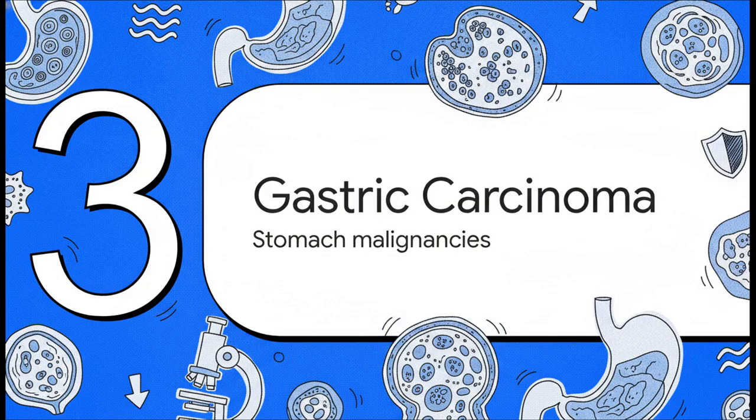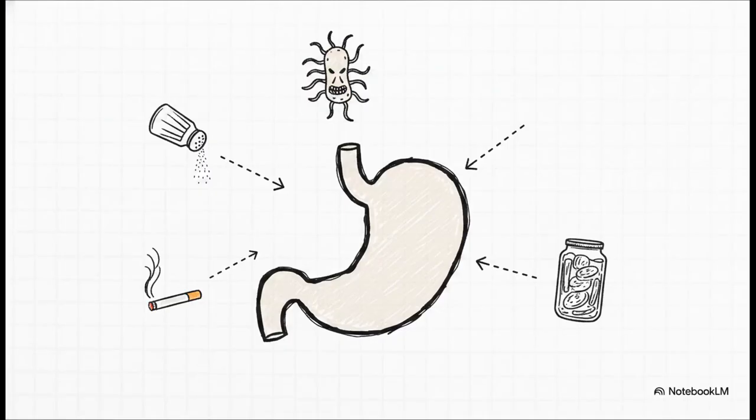Next up, part three, gastric carcinoma. Let's look closely at the stomach. Now, gastric carcinoma is heavily influenced by a wild mix of environmental, genetic, and bacterial factors. The absolute standout here is Helicobacter pylori. Amazingly, this bacteria evolved to survive the intense acid of our stomachs, and it is so damaging that it's officially recognized as a Class 1 carcinogen. Why? Because it causes chronic atrophic gastritis, which can eventually lead straight to cancer.